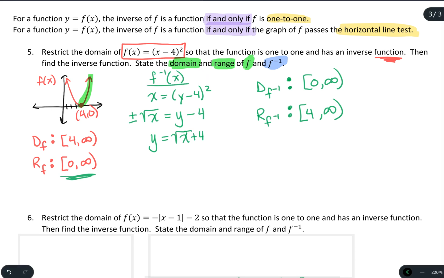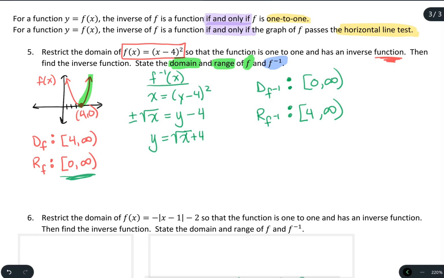x equals (y minus 4) squared. When I take a square root, I need to have plus or minus. With this plus or minus, I then need to decide which one I'm going to keep. Because of what I restricted here for my domain and range, I kept the right-hand side of the parabola. Then I'm going to keep just the positive x, and I get y equals square root of x plus 4.